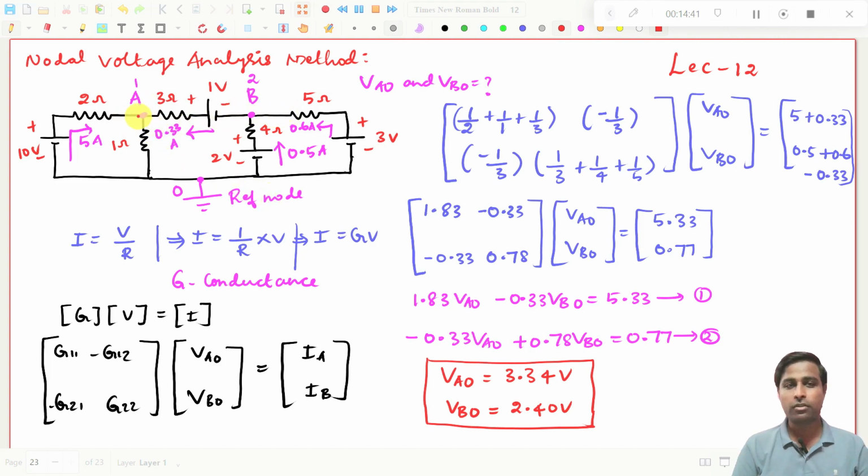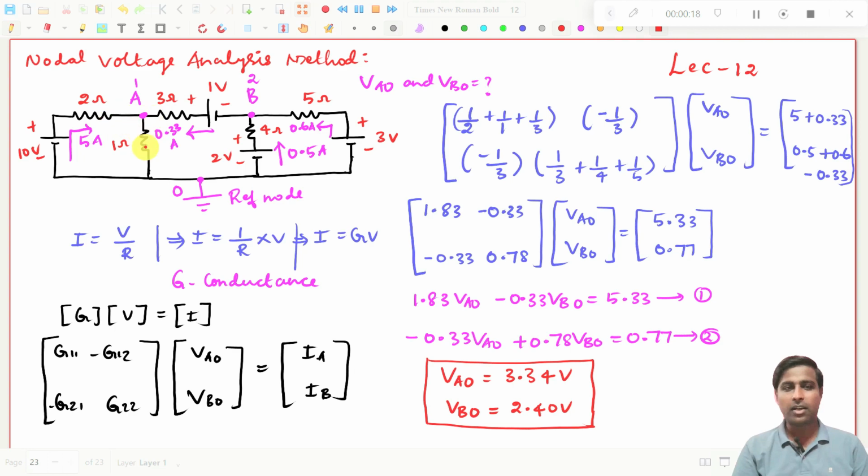So 2 nodes. So if you have 2 nodes, then you need to write the matrix form for 2 cross 2 matrix for G, and this V will be 1 cross 2 and this I will be also 1 cross 2. Okay, we have taken the two nodes and we have written the matrix form. That is, this is 2 cross 2 matrix, and this will be 1 cross 2, and this will be 1 cross 2. This I matrix and V matrix, right? This is very simple to write. G matrix is very simple to write.